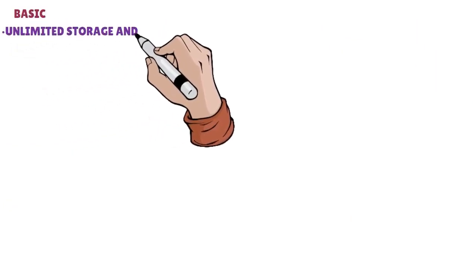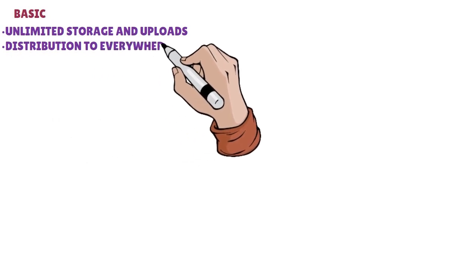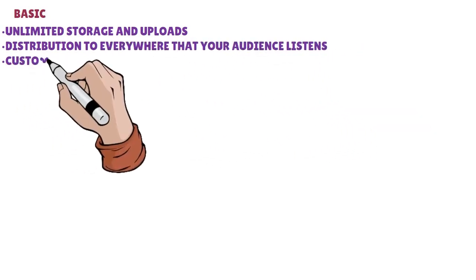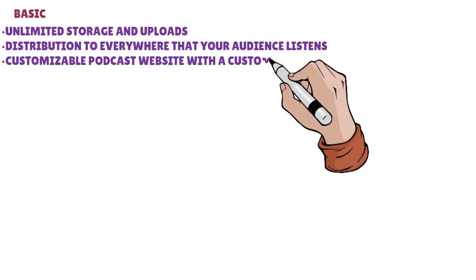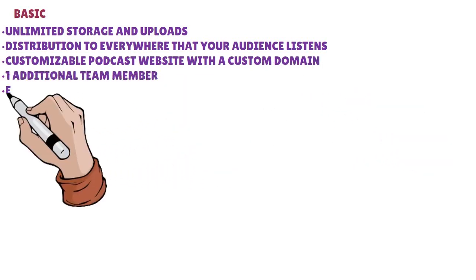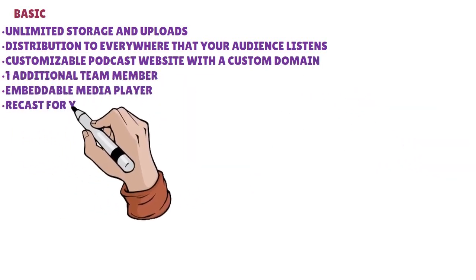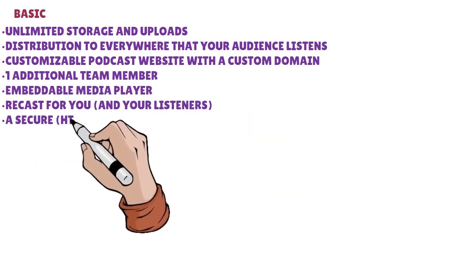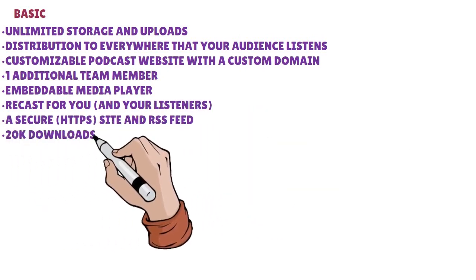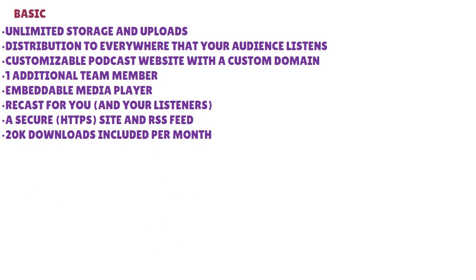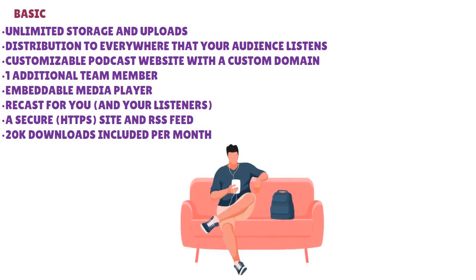When you talk about the Basic, you have unlimited storage and uploads, distribution to everywhere that your audience listens, a customizable podcast website with a custom domain, one additional team member, an embeddable media player, a recast capability for you and your listeners, a secure site and RSS feed, and 20K downloads included per month. If your listenership is limited, then 20K is okay. But once it expands, 20K is nothing.